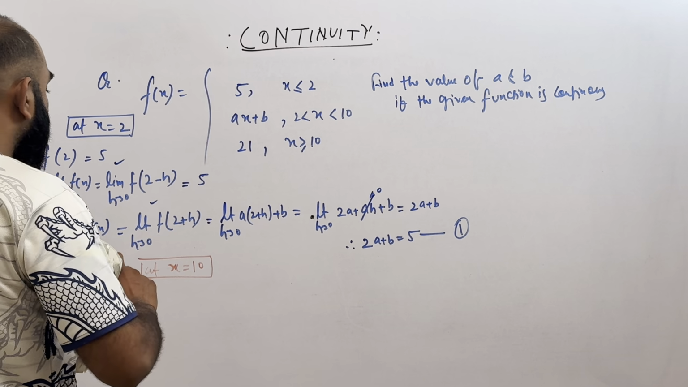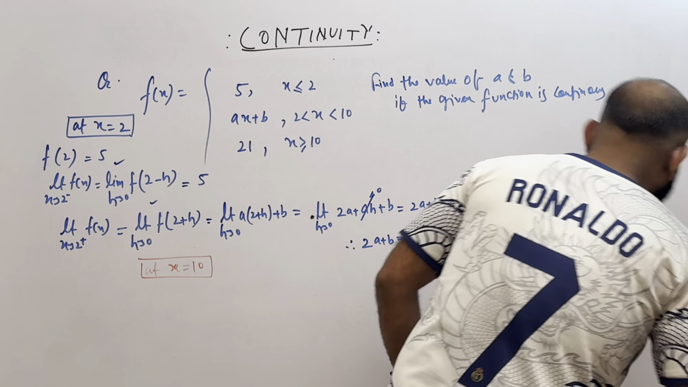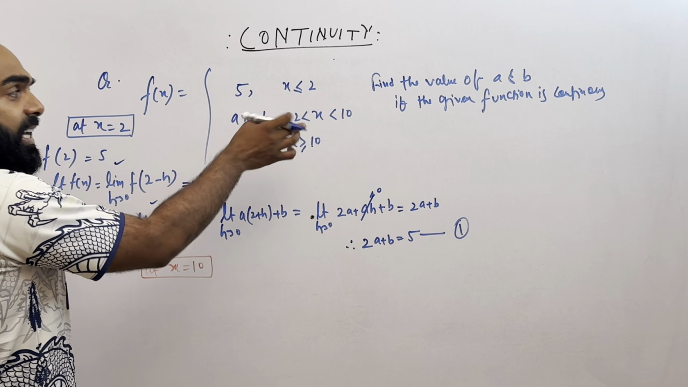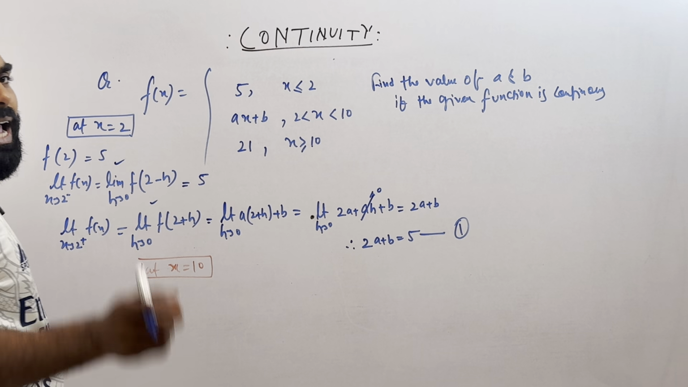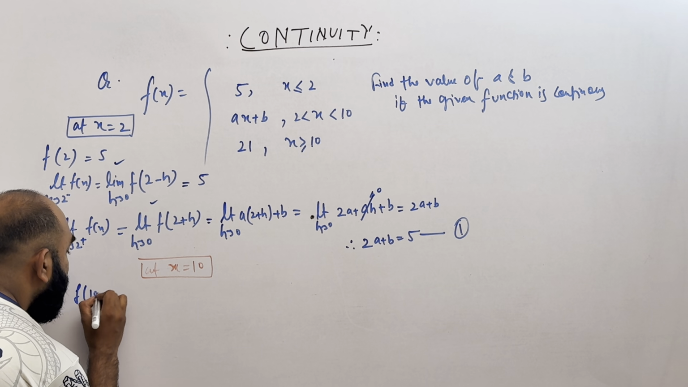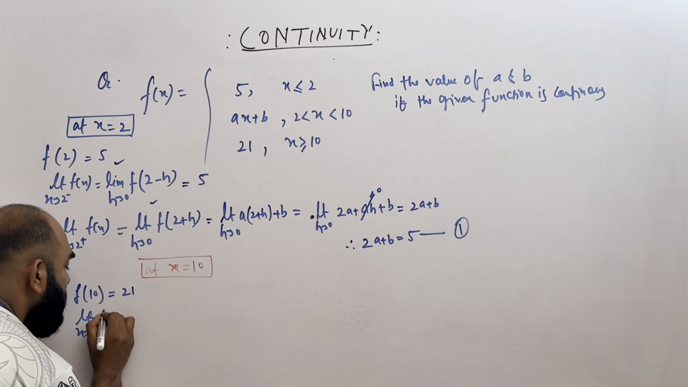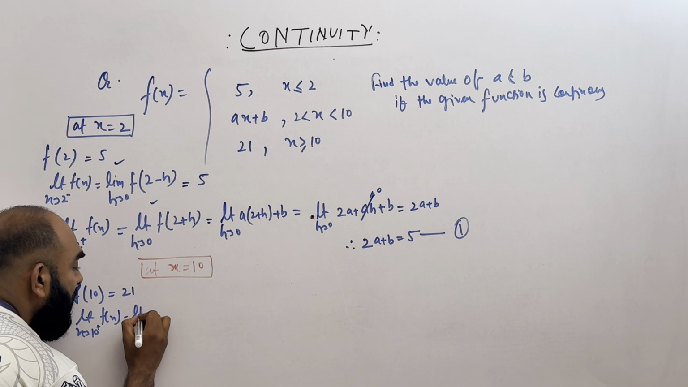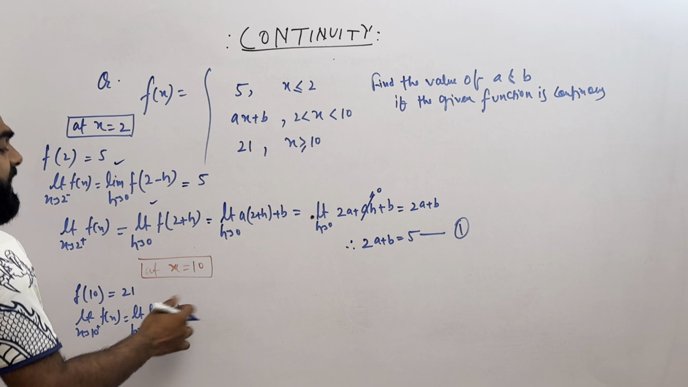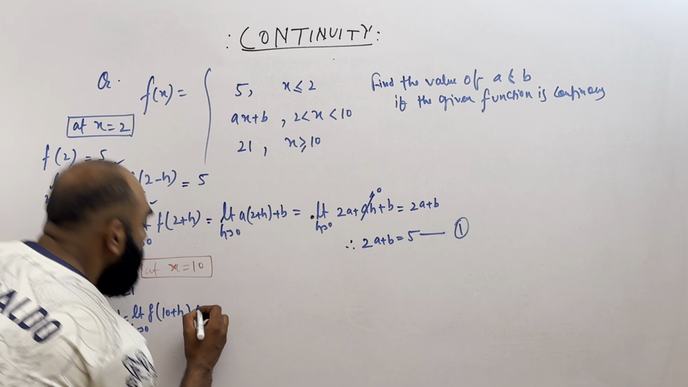So at x is equal to 10, what is there? Again, same thing. Go for f of 10. At 10, this function is defined for x greater than 10, the function value is 21. At 10 also the function value is 21. So f of 10 value is 21. Limit x tends to 10 plus f of x is equal to limit h tends to 0 f of 10 plus h, greater than 10. Which function is there? This function. So function value is there. How much? 21.